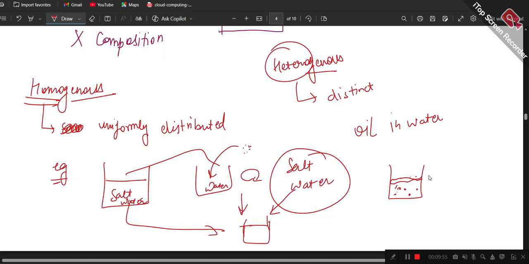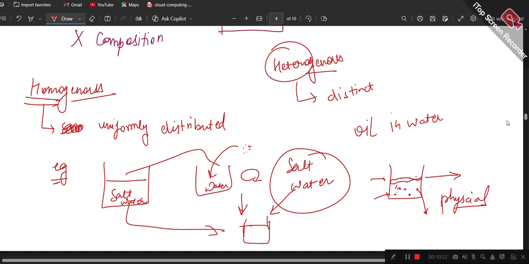Here we can distinctly see with our naked eyes that there are two different kinds of participating members. They are not able to homogenize or dissolve into each other. They are not dissolvable, and by physical means we can of course separate both of them. By using a normal filter paper, we can separate it. So this is how we define homogeneous and heterogeneous.